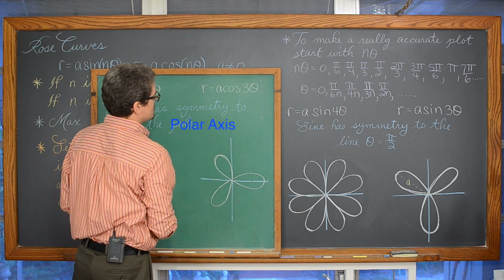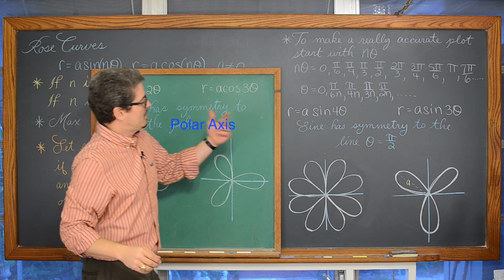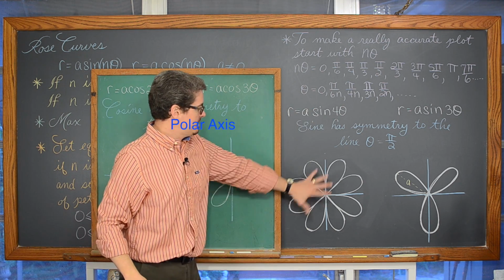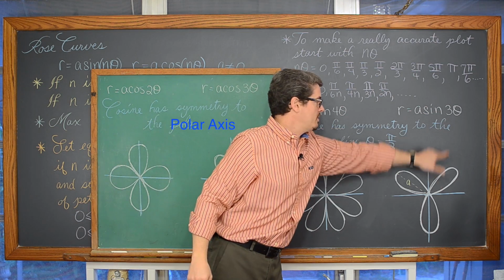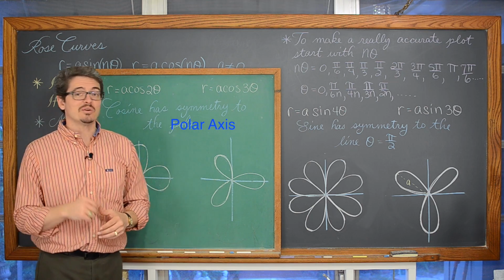Or r is equal to a cosine of 3 theta, and it might look something like this. Or r is equal to a sine of 4 theta, giving us 8 petals, and another 3-petal rose based off of sine. I just didn't want to try and draw a 5-petal rose.